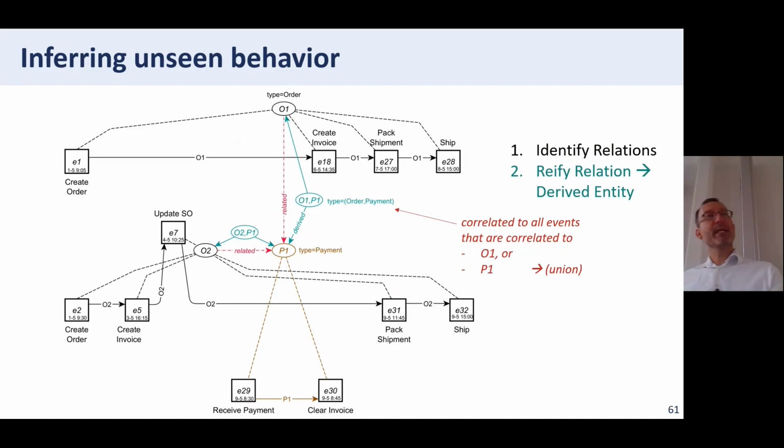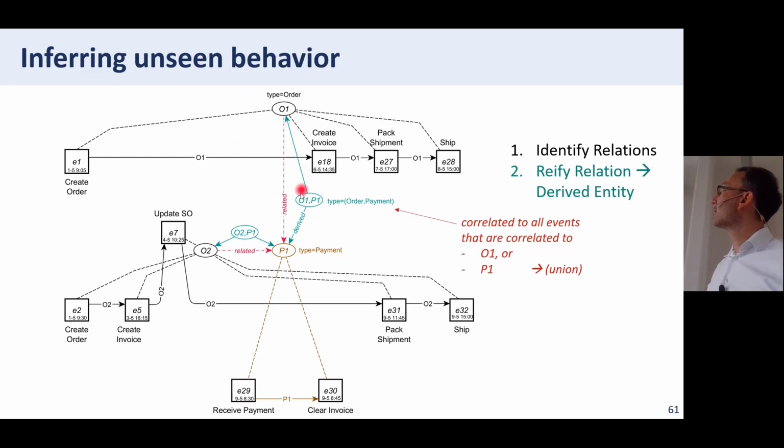Now, in order to study behavior across a relation, we're going to reify the relation. Just like what you do in database theory, if you have an M-to-N relation and you want to store it in the database in second normal form, you reify this into a new table, which becomes a derived entity that records this M-to-N relation. We're doing the same thing here. So we're materializing the relation as a new entity.